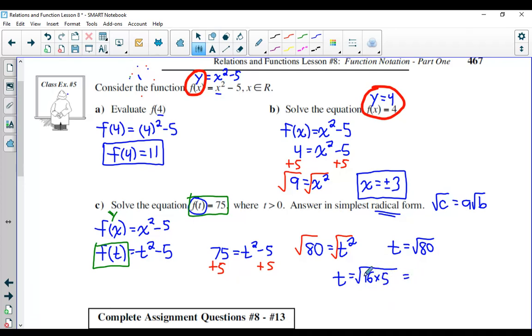Now, if you have two numbers multiplied together under a radical, we can write that as the root of each of them multiplied together. So this would be square root of 16 times square root of 5. The square root of 16 can be positive or negative 4. However, it tells me right here the value of t has to be greater than 0. Therefore, we're just going to take the principal square root, which is positive 4. And then t is 4 square root 5. It's a bit tougher because you have to draw knowledge from the first unit of study in the course.